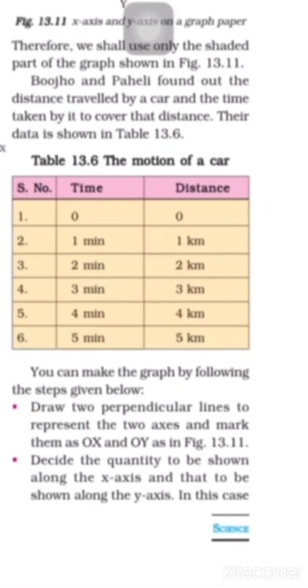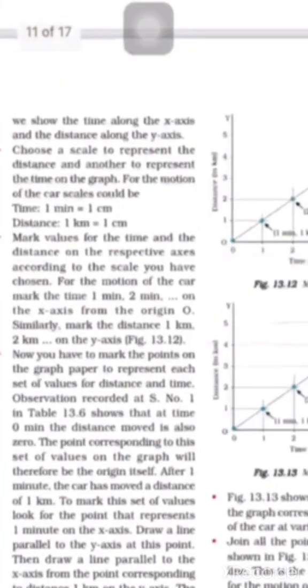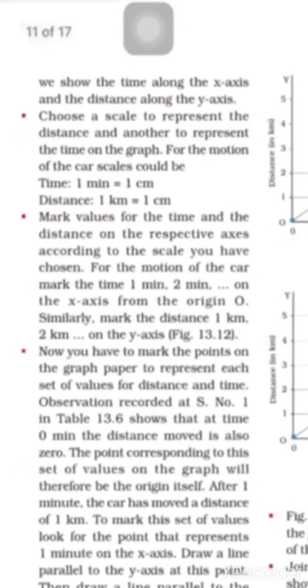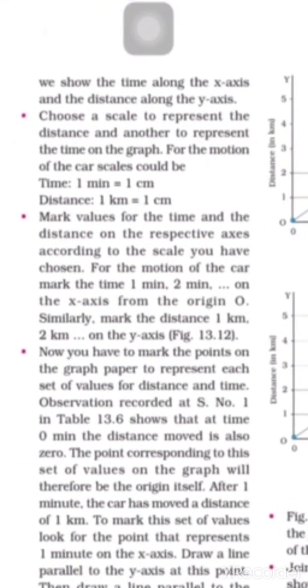When the time is 0, distance is also 0. Time is 1 minute, distance is 1 kilometer. Time is 2 minutes, distance is 2 kilometers. Time is 3 minutes, distance is 3 kilometers. Time is 4 minutes, then the distance is 4 kilometers. Time is 5 minutes, and then distance is 5 kilometers.